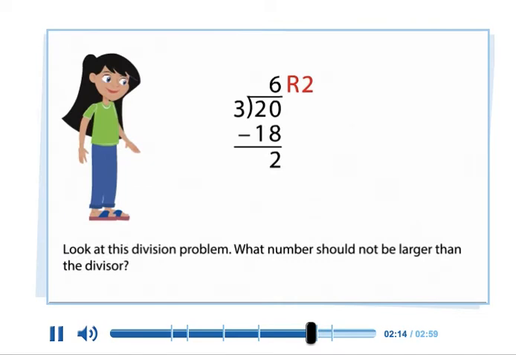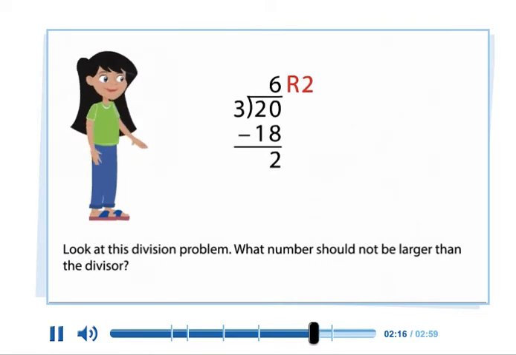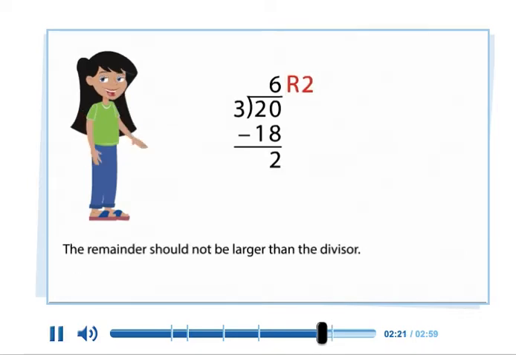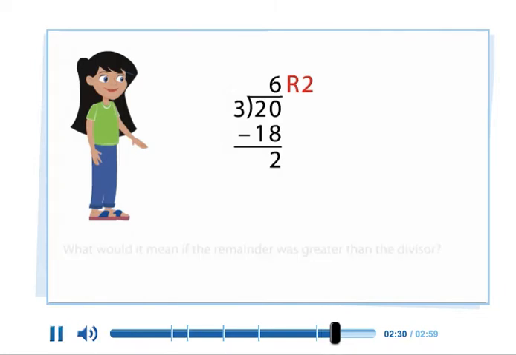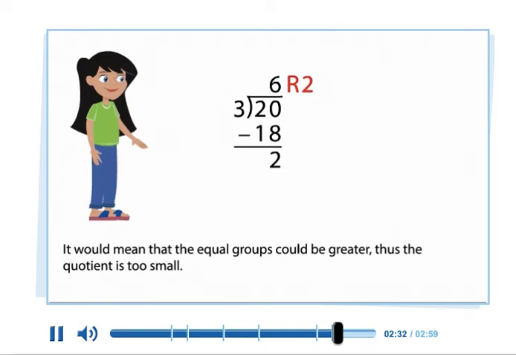Look at this division problem. What number should not be larger than the divisor? The remainder should not be larger than the divisor. What would it mean if the remainder was greater than the divisor? It would mean that the equal groups could be greater, thus the quotient is too small.